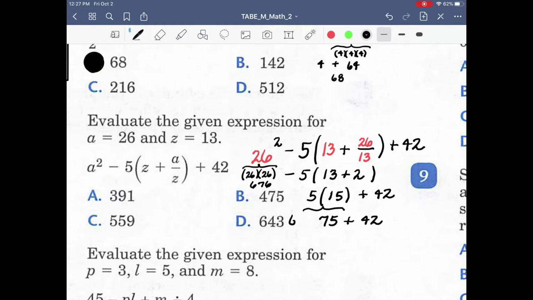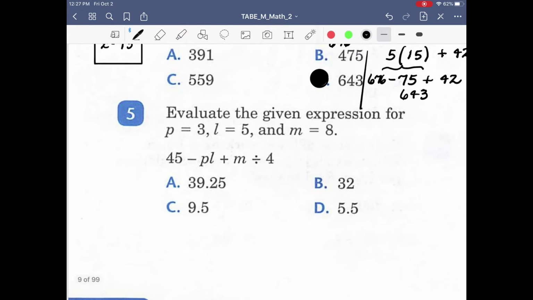But don't forget out front we had that 676. I don't have enough room here. I'm sorry. I'm going to put this into my calculator. Just type it in. 676 minus 75 plus 42 is 643. So the answer is D. That is a serious problem there. Not easy at all.